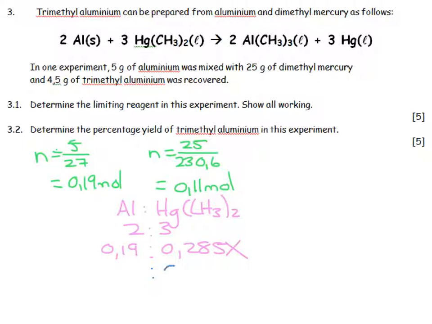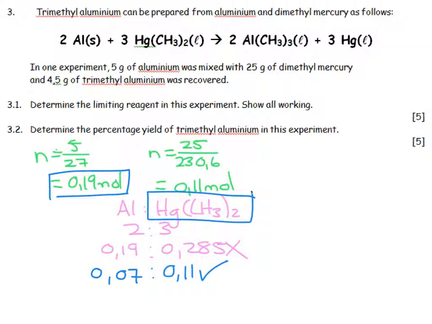Let's try go the other way. 0,11 divide by 3, multiply by 2, and I get 0,07. That is less than 0,19, and so that does work. That means that dimethyl mercury is my limiting reagent.